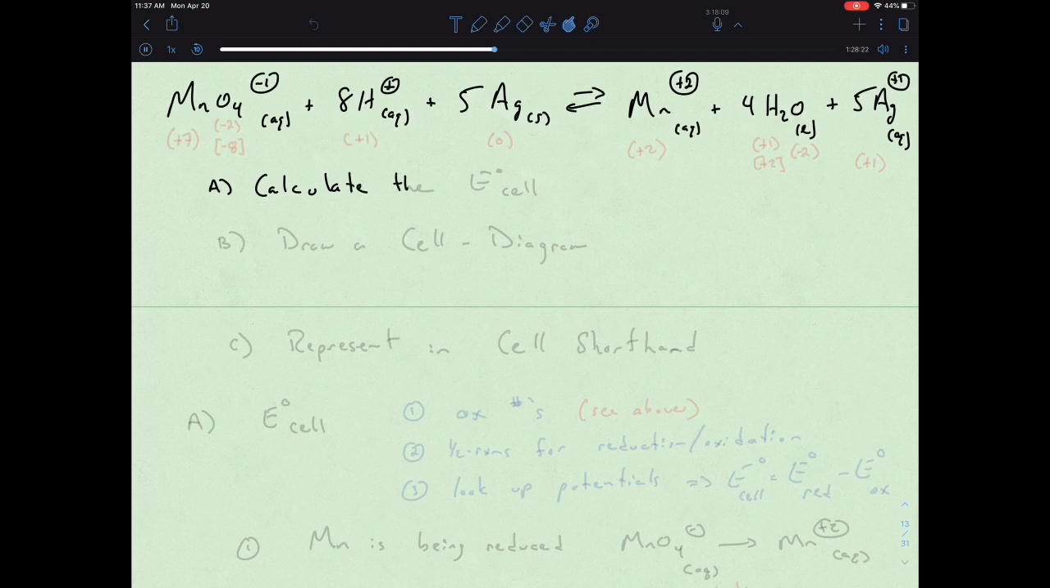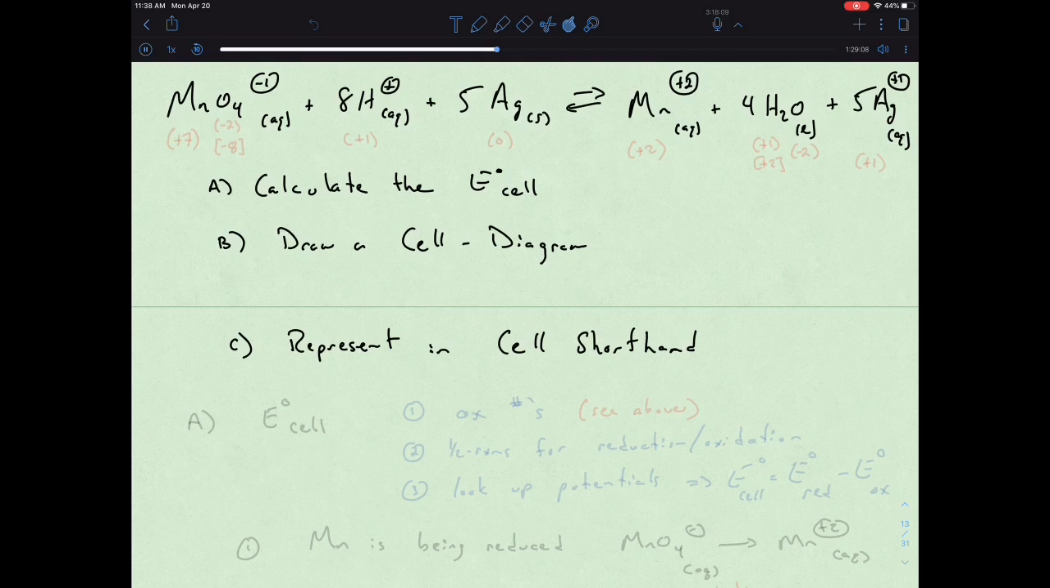calculate the cell potential. For part B, we want to draw a cell diagram. And for part C, we want to represent in cell shorthand. So there's 3 pieces to this question, bringing in the past 3 components that we've talked about.